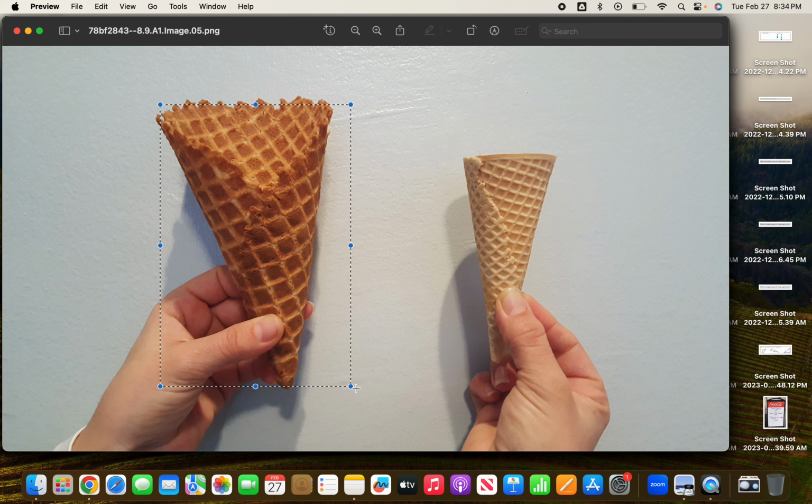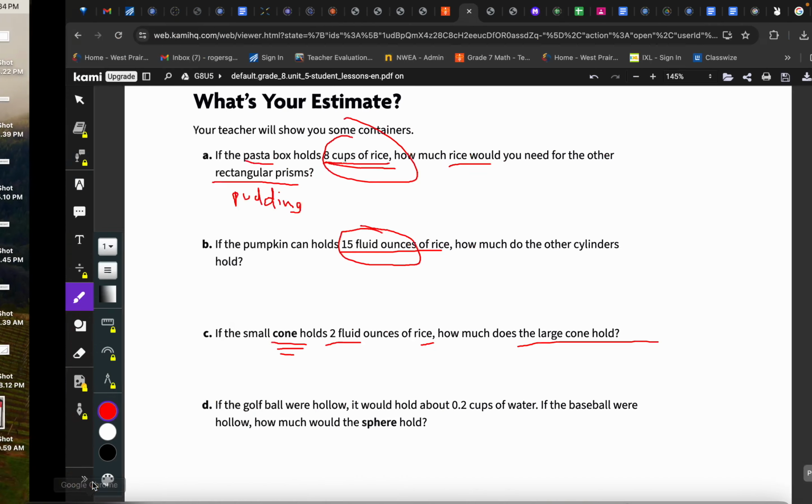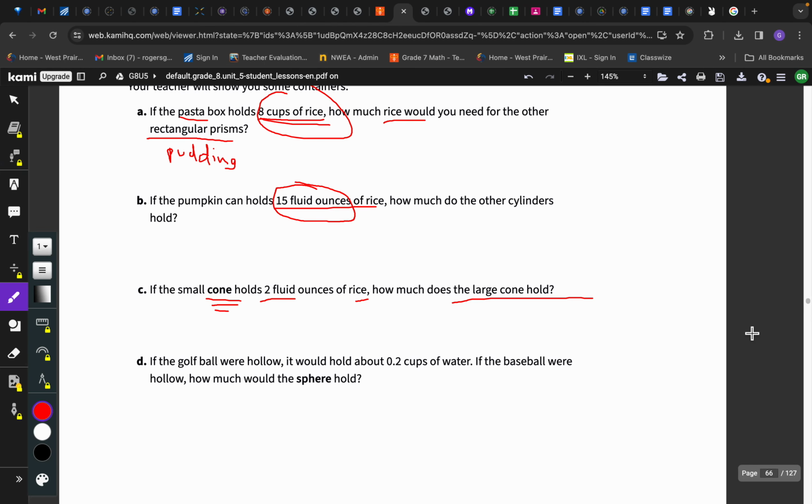It could be a lot more than that, because once you start getting up here, this top section, even though it's cut out like that, but let's pretend it wasn't. This top section holds a lot of volume. We'll get into that more, but go ahead and write down your answer.